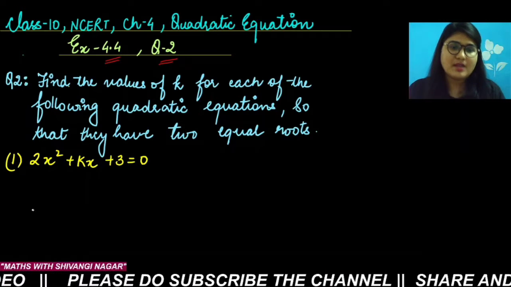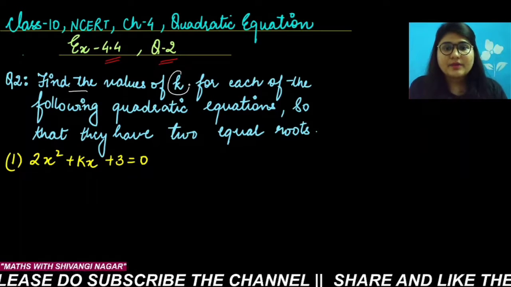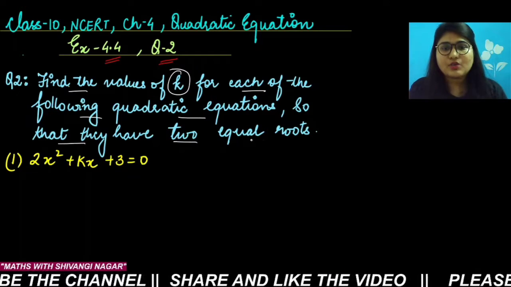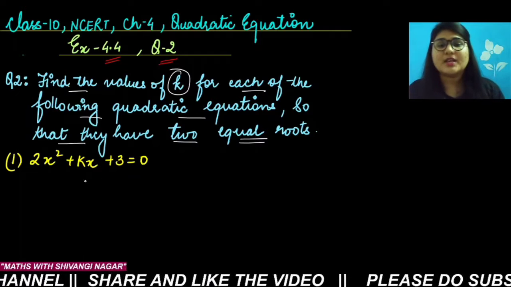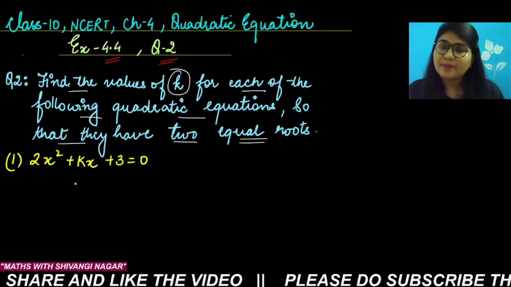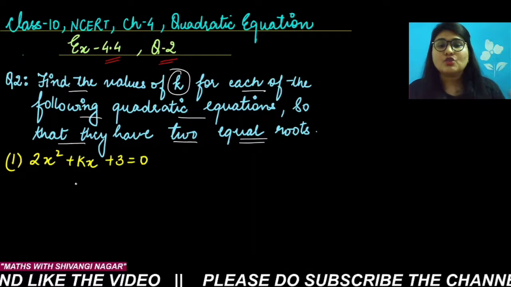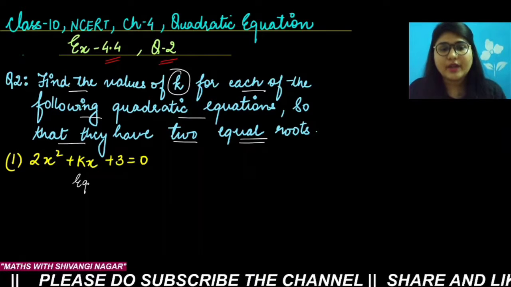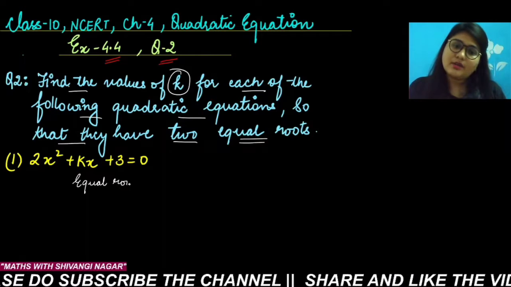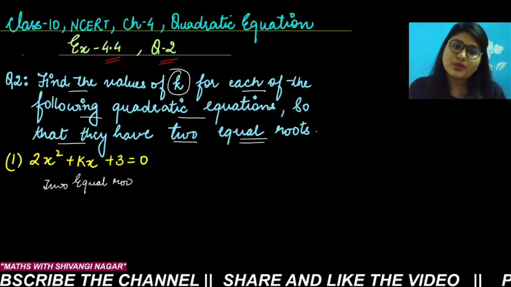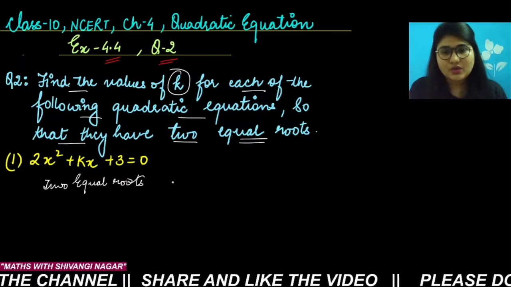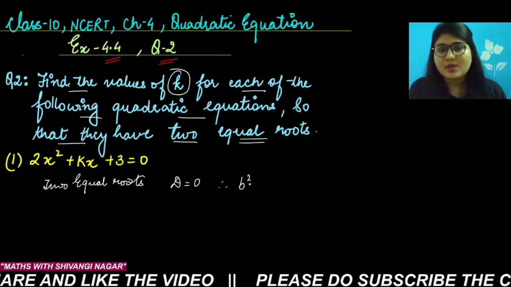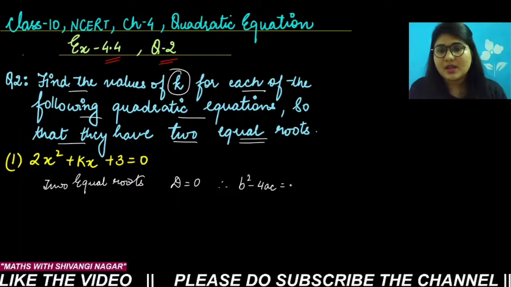The question says: find the values of k for each of the following quadratic equations so that they have two equal roots. We are told that the roots of the given quadratic equations are equal. Now, what is the condition for equal roots? We have studied that a quadratic equation has two equal roots if and only if the discriminant is 0, which means b square minus 4ac is equal to 0.